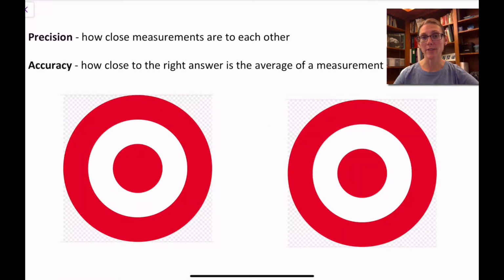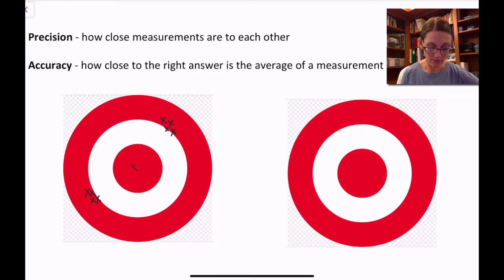So first off, some definitions. Precision is how close your measurements are to each other. So if I look at the target below here, a set of precise measurements would all be grouped together. So there's one example of a set of measurements that would be precise.